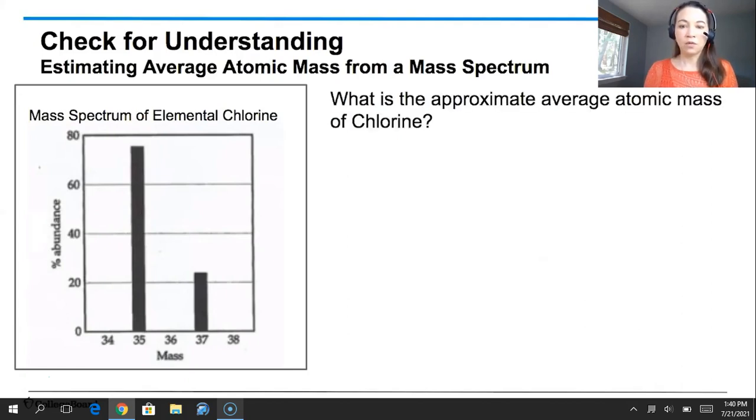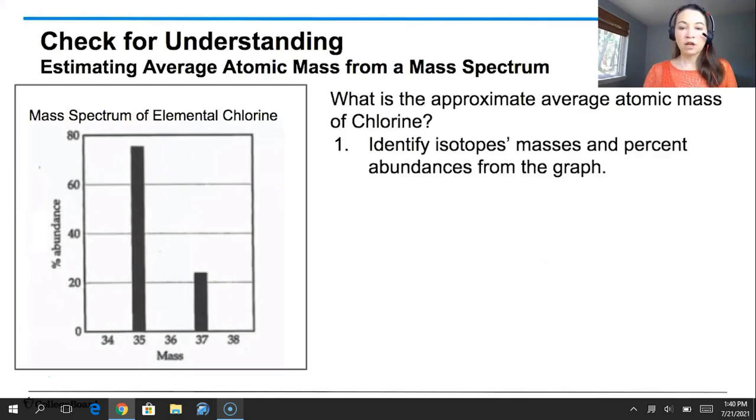All right, so what is the approximate average atomic mass of chlorine? So for this, we need to identify the isotope masses and their percent abundances from our graph. So we have 35 atomic mass units. That's this first bar on the left. And if we read over on our y-axis, that's about 75%. And we also have a second bar, 37 atomic mass units, and that's going to be about 25%.